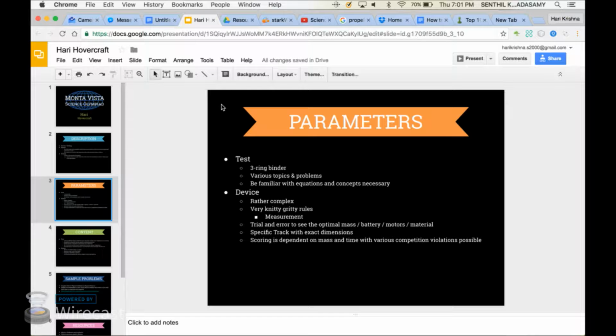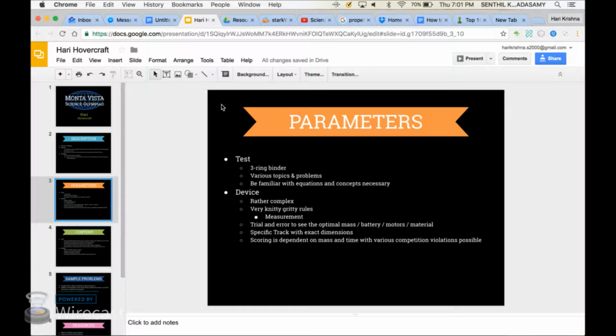And Science Olympiad tends to be very vague in testing, so one competition might give you problems from Wikipedia, while another can give you problems from college physics or high school physics, so you should be as best prepared as you can. For the device, it's rather complex.